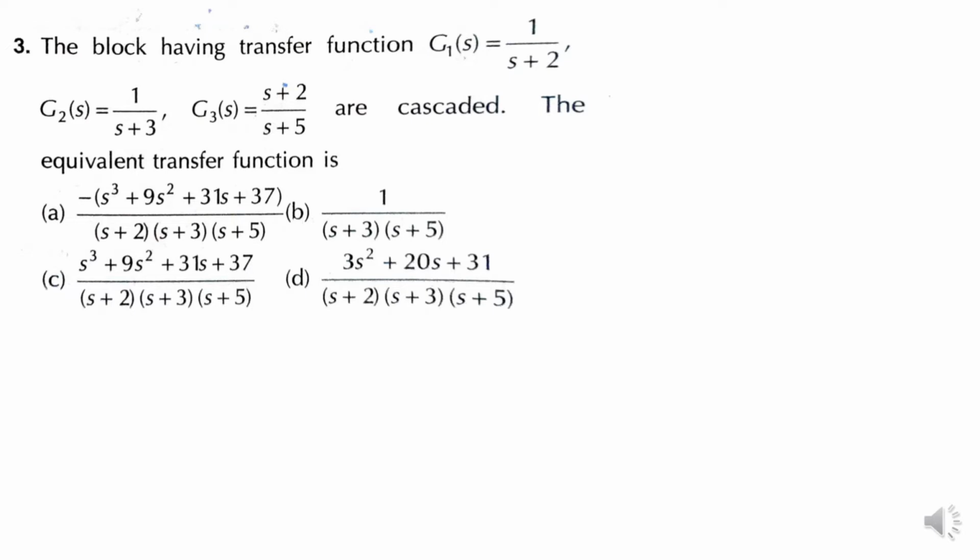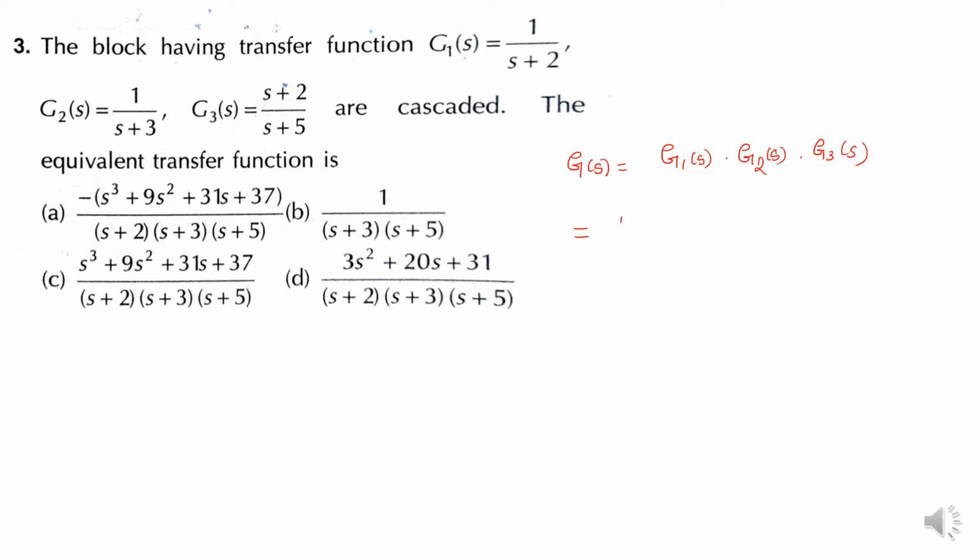Problem number 3. The blocks having transfer functions G1(s) is 1 by s plus 2, G2(s) is 1 by s plus 3, G3(s) is s plus 2 divided by s plus 5, are cascaded. The equivalent transfer function is: if 3 blocks are connected in cascade, that means they are connected in series. So, if 3 blocks are connected in series, the resultant G(s) is the multiplication of the transfer functions of block 1, block 2 and block 3.